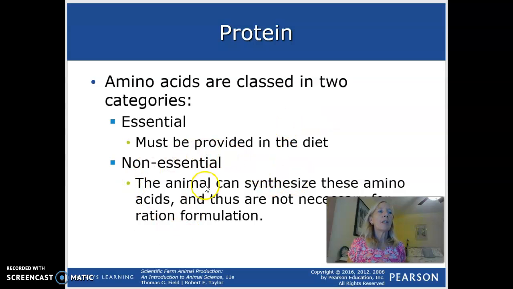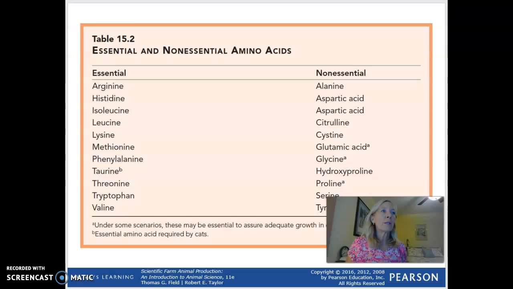And then you have non-essential amino acids. Non-essential amino acids can be synthesized or made in the gut. So they can be made in your intestine. They can be made in the animals. If it's a ruminant, it can be made in the rumen, or the cecum if it's a horse.